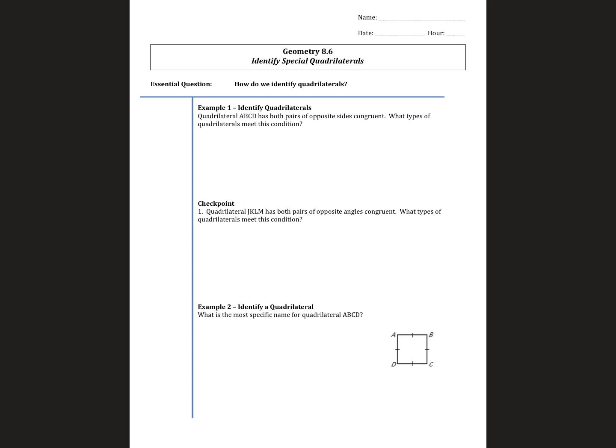We're continuing with one of the last sections of Chapter 8, which is 8.6, identifying special quadrilaterals. This whole section is about using our quadrilateral flowchart and identifying what shapes meet certain criteria and also identifying what shapes they are, okay? So let's get right into it here.